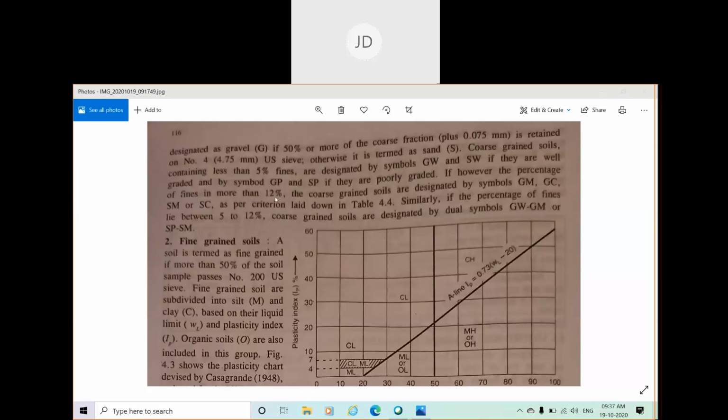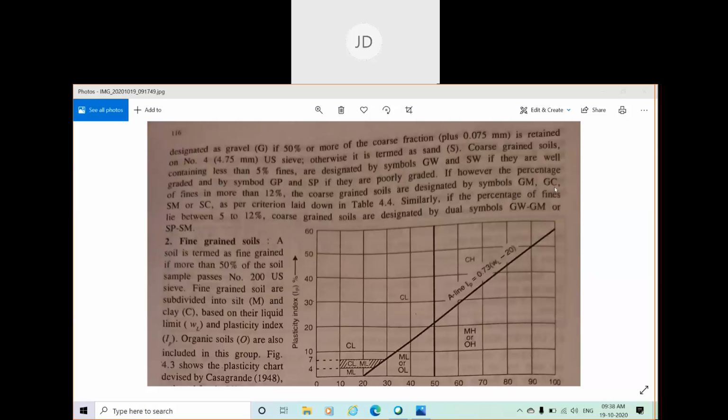Then we have to find out whether the fine-grained soil is clay or silt. For that we have to go again for sedimentation analysis for separation of silt and clay. So from a laboratory experiment we can find out whether the fine-grained soil is silt or clay. If the fine-grained soil present in your soil is silt, then you have to represent it by M. And if the fine-grained soil present in your sample is clay, then you have to represent it by C.